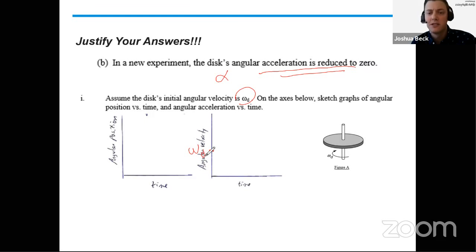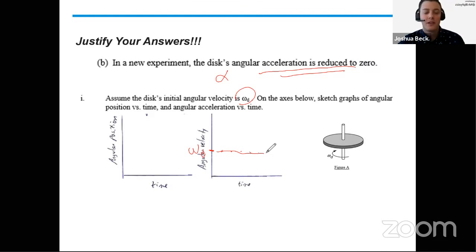Now, if the acceleration is 0, then that means this velocity is going to be constant. So as time passes, you're going to find that we have a horizontal line here that's going to indicate that we have a constant velocity. Now, how could I sort of justify this horizontal line?